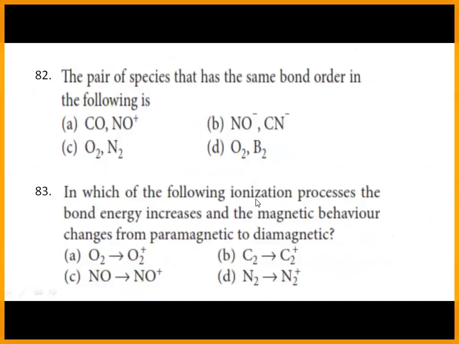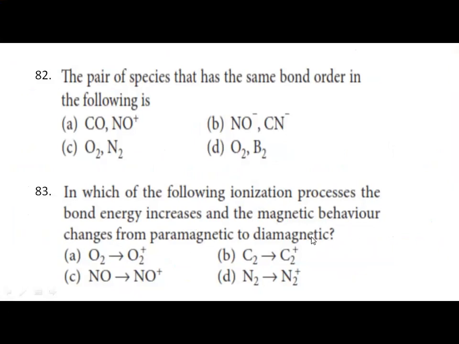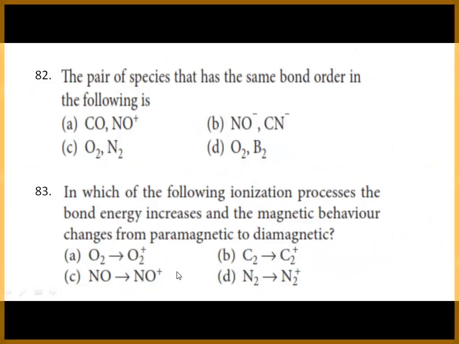In which of the following ionization processes does the bond energy increase and the magnetic behavior change from paramagnetic to diamagnetic? Okay, O2 to O2 plus, C2 to C2 plus, NO to NO plus, N2 to N2 plus. So they are asking, when there is loss of an electron, where does the bond energy change? This is a different question asked. First option is O2 to O2 plus.